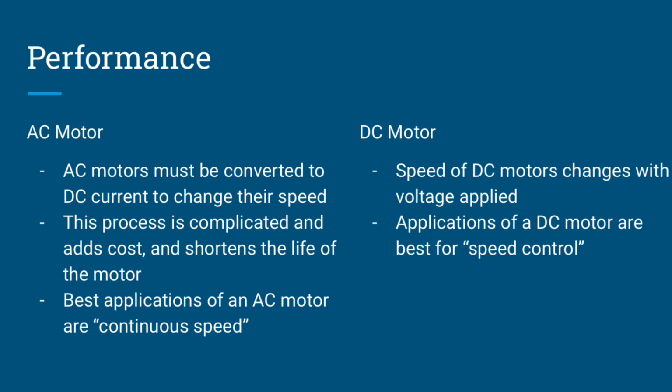The speed of DC motors is changed simply by modifying the supply voltage. This does not shorten the lifespan of a DC motor. When you think of the best applications for a DC motor, think of a need for speed control.